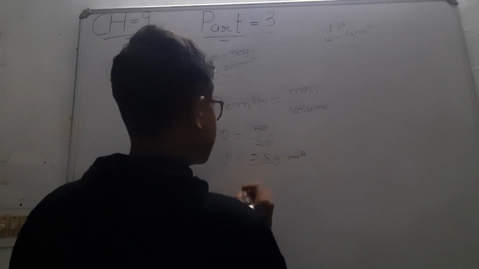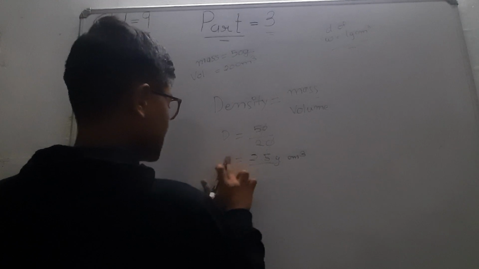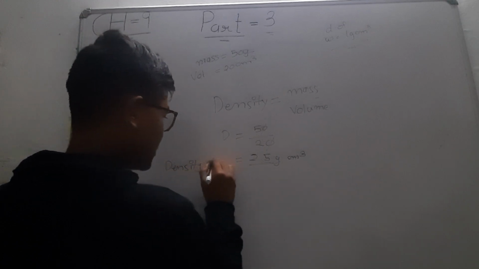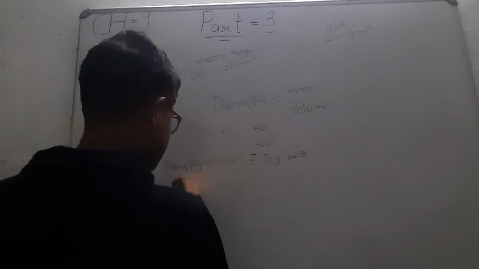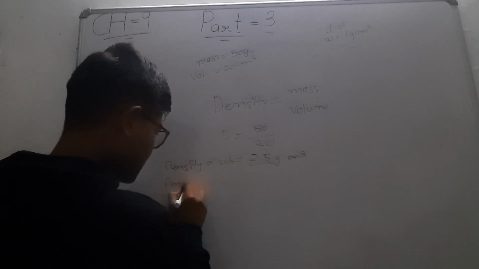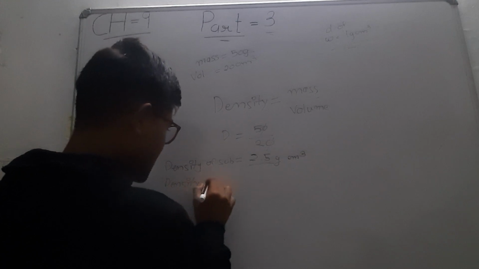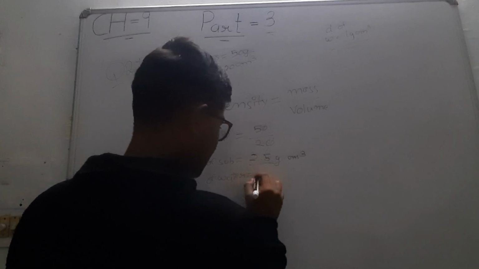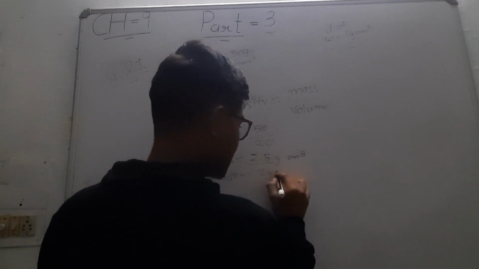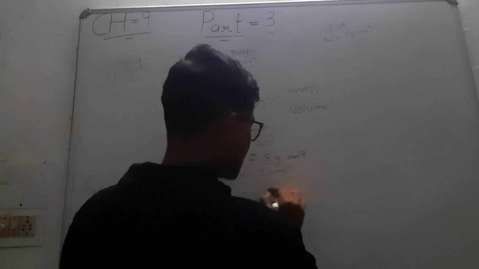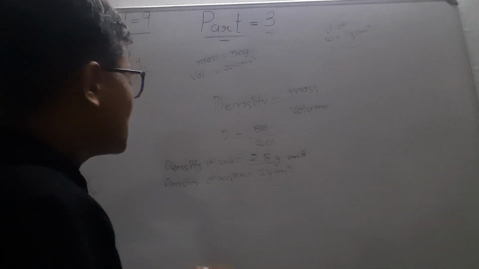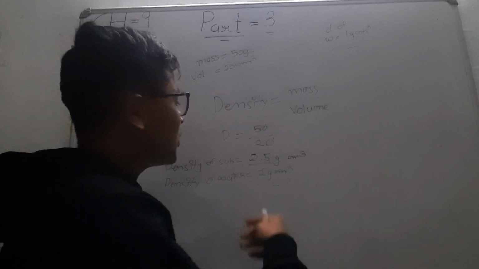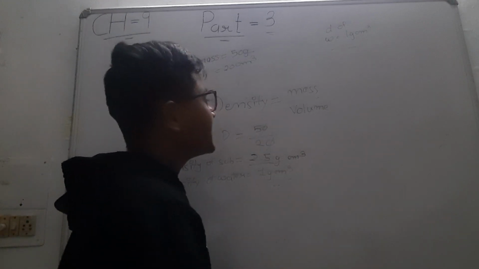So you can see now the density of the substance and the density of water, 1 gram per centimeter cube. You can see over here the density of the substance is more than the density of the water, so obviously it will sink under the water.